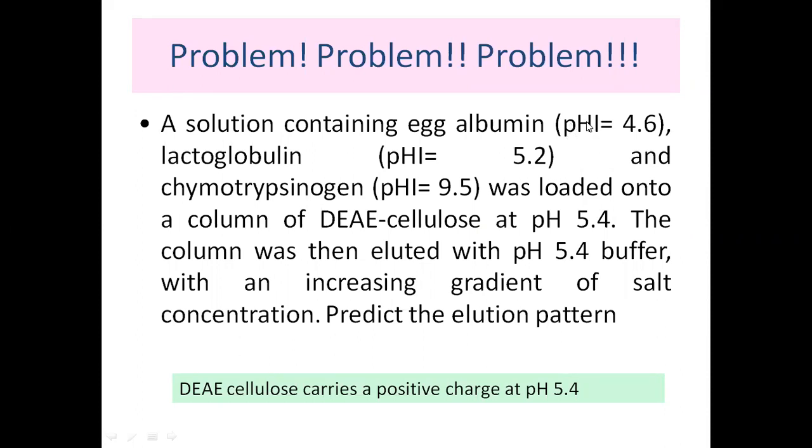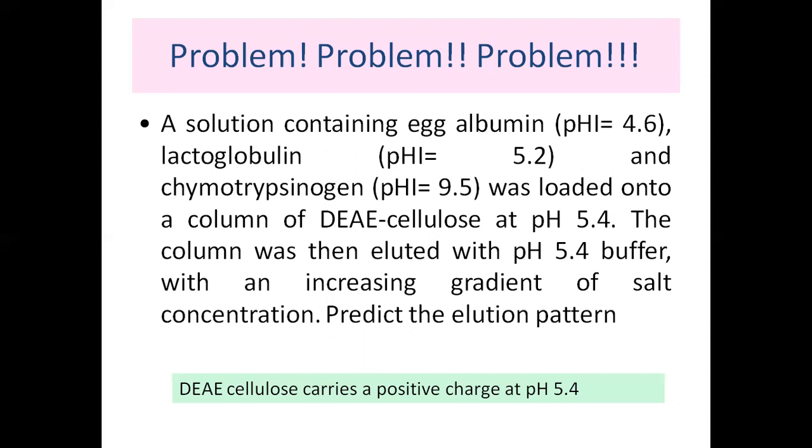Highly negative is egg albumin, highly positive is chymotrypsinogen, and intermediate is lactoglobulin. Which will bind more? Egg albumin. Yes, egg albumin will bind more because the charge on the matrix material itself is positive. I have written it below. DEAE cellulose is an anion exchanger, that is, it is itself positively charged, and therefore the most negatively charged protein, that is egg albumin, will bind more.